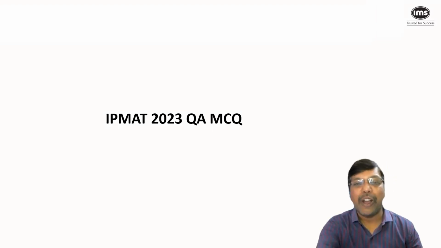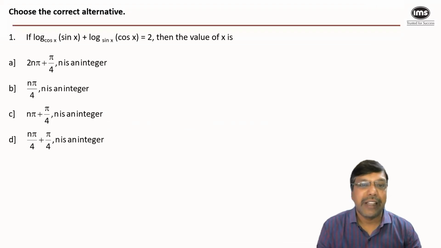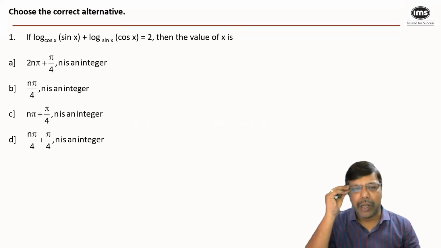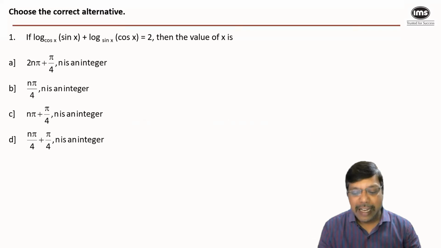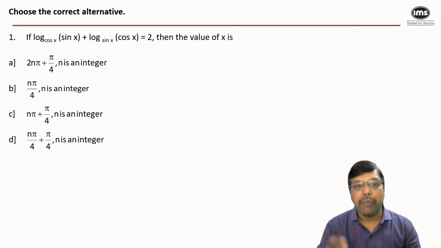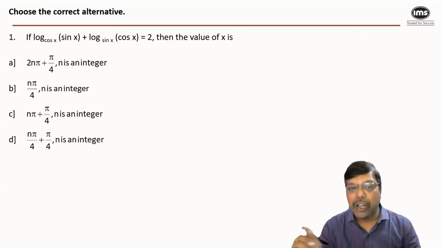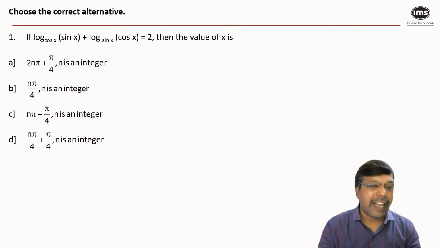So let's go ahead one after the other. Now, the very first question is an interesting one, because it combines the concepts of logarithms and trigonometry. It is given that log sin x base cos x plus log cos x base sin x is equal to 2, and we are to find the value of x.